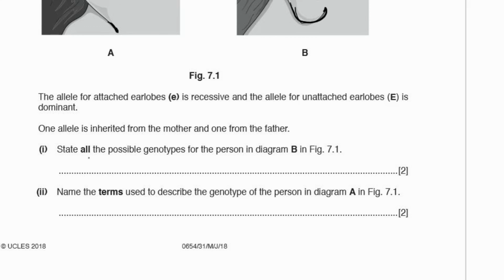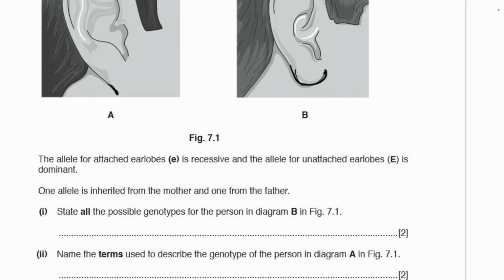State all the possible genotypes for the person in diagram B in figure 7.1. So remember, B has the unattached earlobe. And if it's unattached, it is dominant. So if it's dominant, both alleles can be dominant, or one can be dominant and one recessive, because you only need one to be there for it to show the characteristic, for it to be expressed.